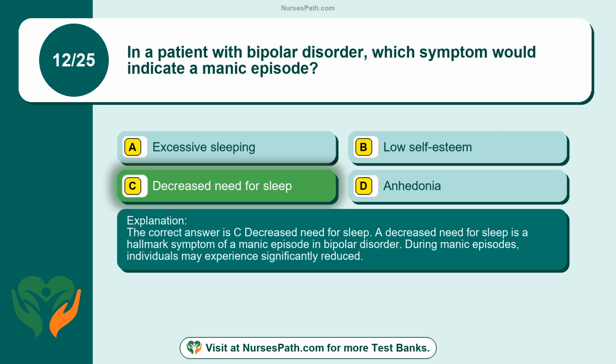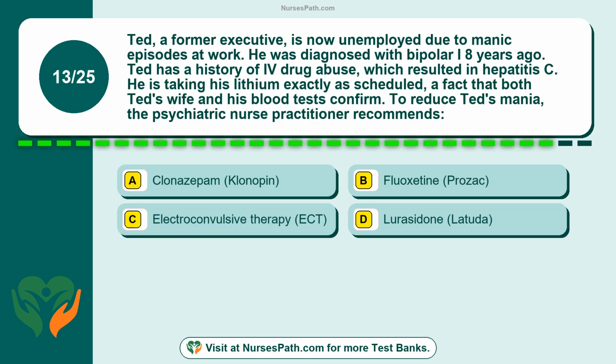During manic episodes, individuals may experience significantly reduced. Question 13. Ted, a former executive, is now unemployed due to manic episodes at work. He was diagnosed with bipolar I 8 years ago. Ted has a history of drug abuse, which resulted in hepatitis C. He is taking his lithium exactly as scheduled, a fact that both Ted's wife and his blood tests confirm.